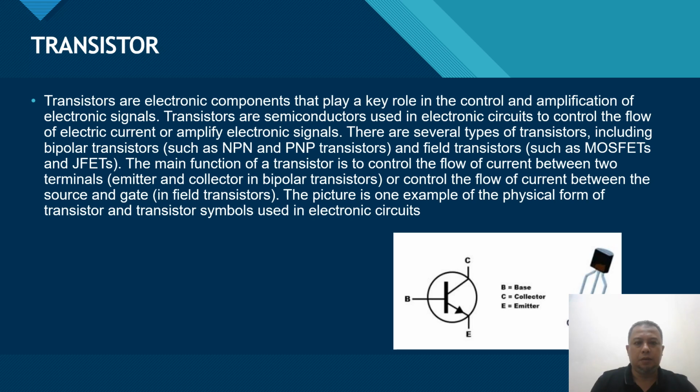Transistors are electronic components that play a key role in the control and amplification of electronic signals. Transistors are semiconductors used in electronic circuits to control the flow of electric current or amplify electronic signals. The picture is one example of the physical form of a transistor and the transistor symbol used in electronic circuits.